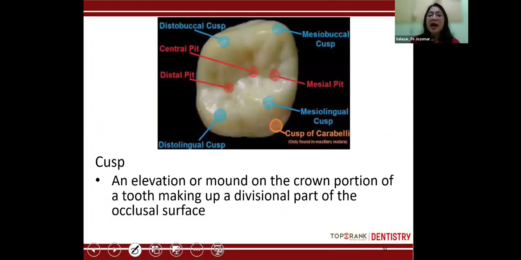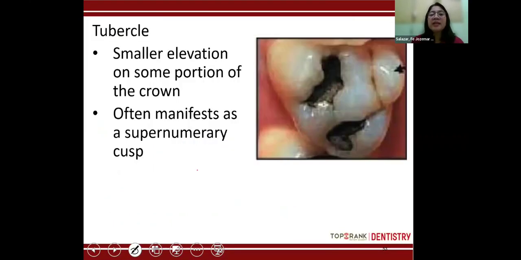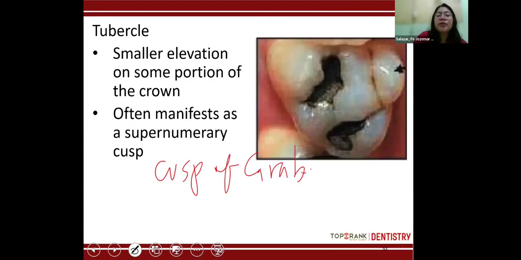Another elevation, the cusp. It's an elevation or mound on the crown portion of a tooth, making up a divisional part of the occlusal surface. So cusps are from your lobes. Lobes in posterior teeth will become your cusp. Okay. Tubercle, this is a smaller elevation on some portion of the crown, manifesting as a supernumerary cusp. What is an example of tubercle that could be normally found on a tooth? Yes, the cusp of Carabelli, which you find on what tooth?